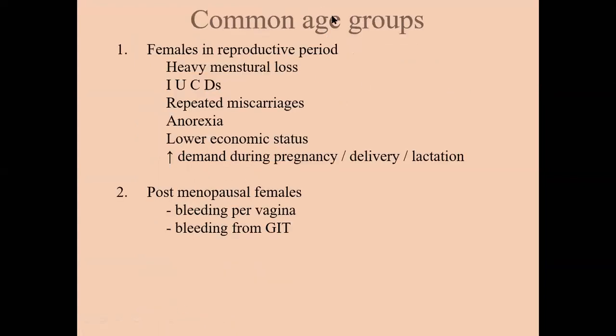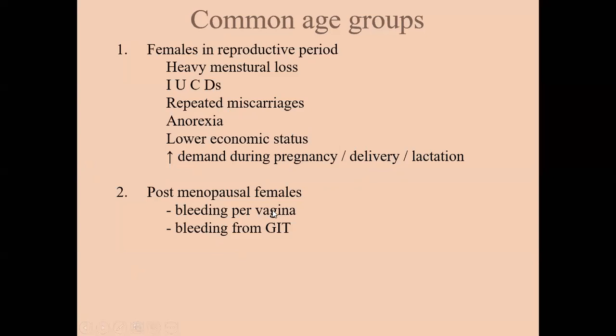So what are the common age groups where iron deficiency anemia sets in? Females in the reproductive period, because of the heavy menstrual loss and because of intrauterine devices. Then repeated abortions, then they have anorexia, loss of appetite, lower economic status, increased demand during pregnancy, delivery, and lactation. At that time, nutritional deficiency.